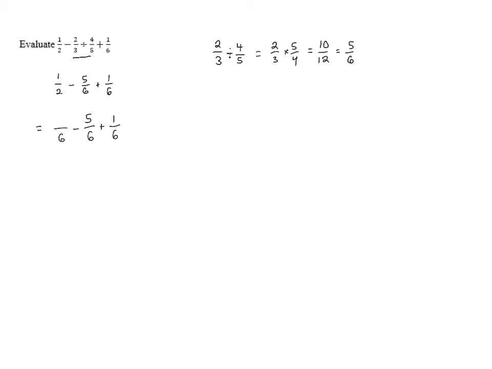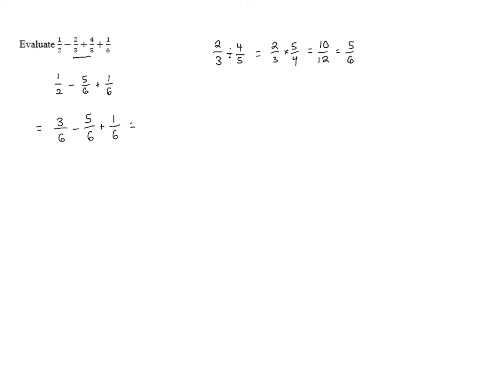If we look at the denominators, to start from 2 and get to 6, we need to multiply 2 by 3. So we're also going to have to multiply the numerator by 3. 1 times 3 gives us 3. So we rewrite 1/2 as 3/6, and then we have our common denominators.